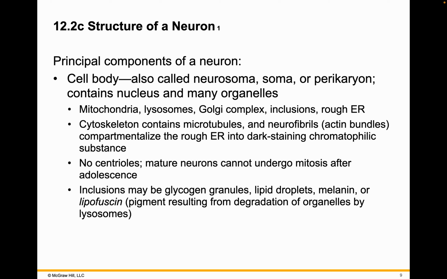Its cytoskeleton has the microtubules and the neurofibrils, and it's used to compartmentalize the rough ER into dark staining chromatophilic substance. There are no centrioles. Mature neurons cannot undergo mitosis after adolescence. Those inclusions may be glycogen granules, lipid droplets, melanin, or lipofuscin, which is a pigment resulting from the degradation of organelles by lysosomes.